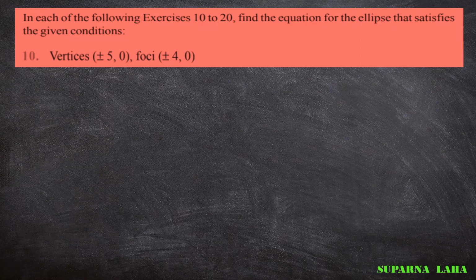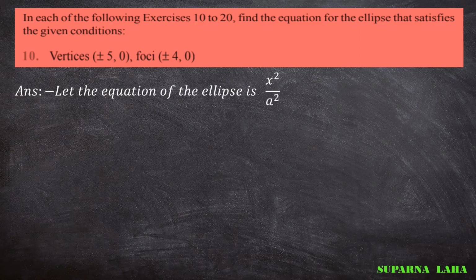So look here. You need to find the equation of the ellipse where the vertex and the coordinates of the foci are given. Here the vertex is plus minus 5 comma 0 and the foci is plus minus 4 comma 0. So all these 4 points are on the x-axis, right? So the major axis of the ellipse is the x-axis, since the focus and the vertex both are lying on the x-axis.